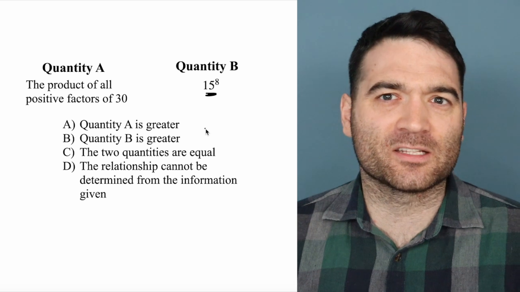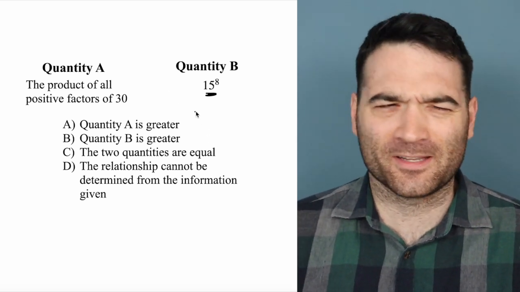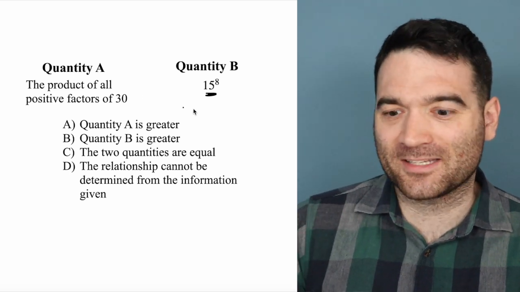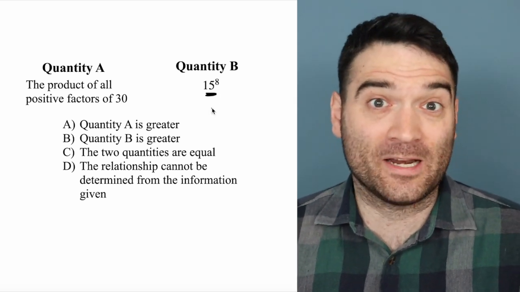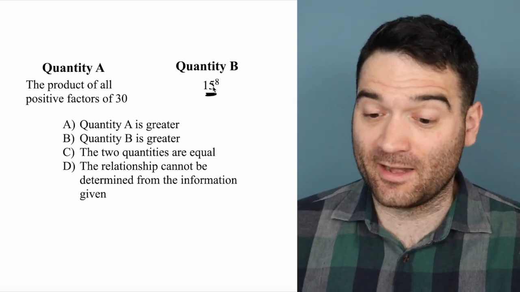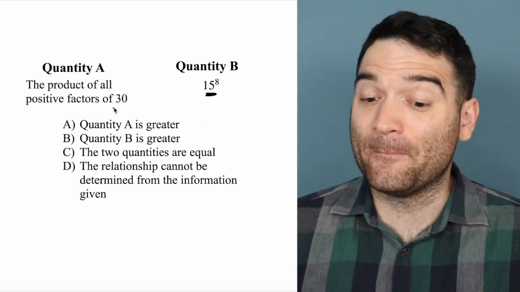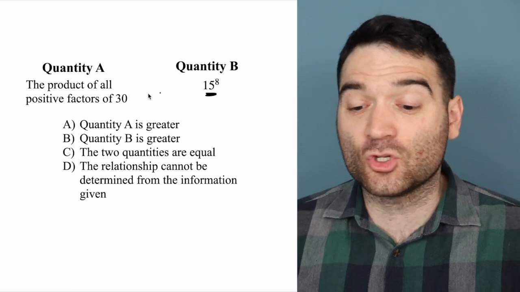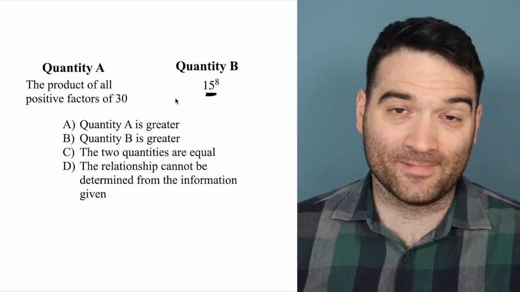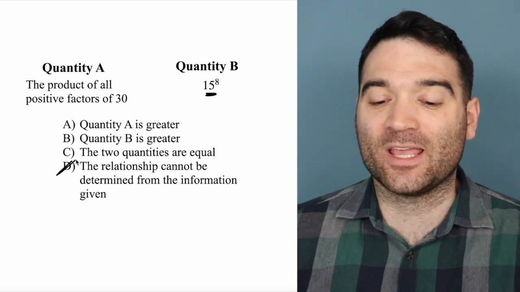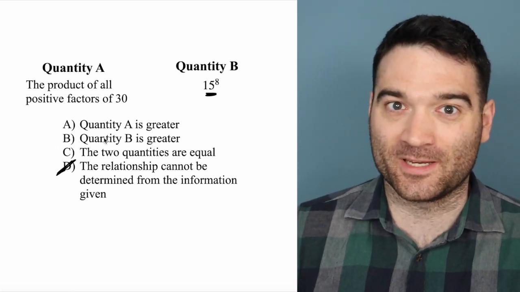Now, before we really dive into this, let me ask a strategic question here. Do these numbers exist? And you might say, what do you mean, do they exist? I'm asking, are these defined values? And the answer is yes, they are. 15 to the power of 8, I don't know what it is off the top of my head, but that's a real number, right? That number exists. And the product of all positive factors of 30, I don't know what it is off the top of my head, but that's also a real number. So these two numbers do exist, meaning that one is greater than the other or they're equal. That's the only possibility. What I'm getting at is we can eliminate D right away, right? I just wanted to make our life a little bit easier before we dive into this.